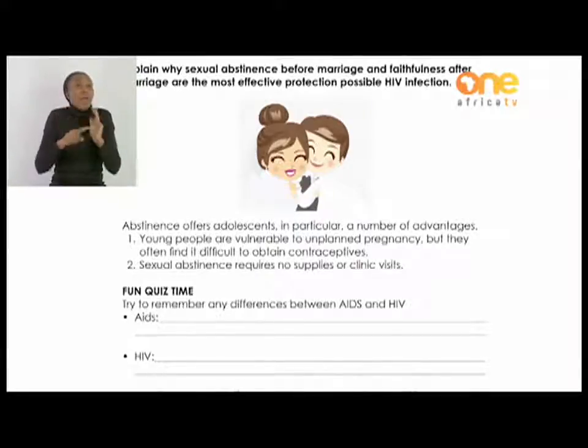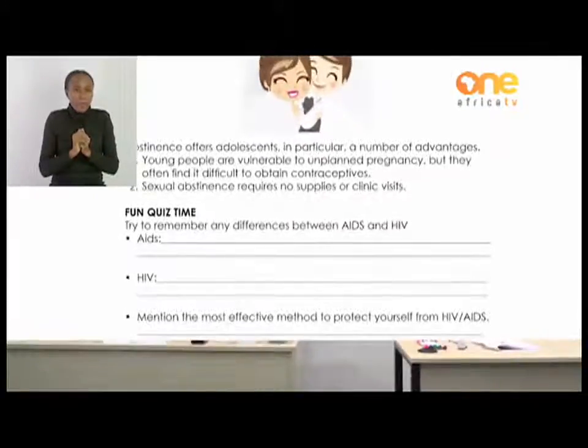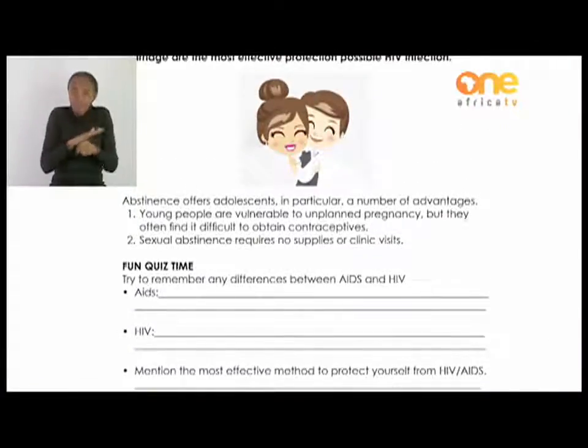It also saves you time and energy to go to the hospital to look for contraceptives, and it prevents you from getting other sexually transmitted diseases. Sexual abstinence requires no supply or clinic visits. Being faithful to your partner in marriage means that you are saving your family from getting HIV and AIDS, and you are also saving other families from getting HIV and AIDS.